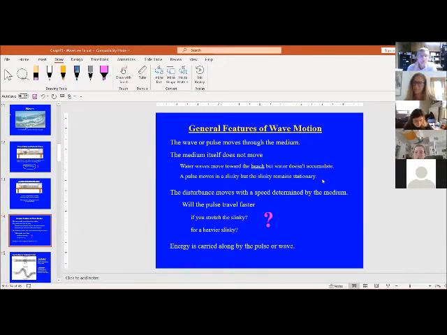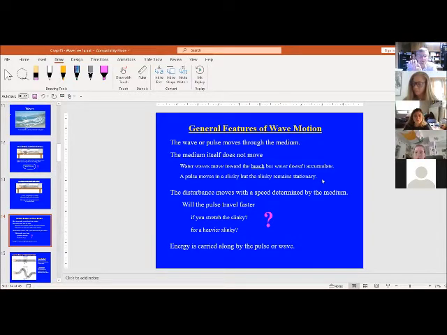The wave or pulse moves through the medium. That was the previous slide. The medium itself does not move. Again, the previous slide. Water moves towards the beach, but water doesn't accumulate there. It winds up going back, right? Unless you got some kind of incredible storm. A pulse moves in a slinky, but the slinky remains stationary.